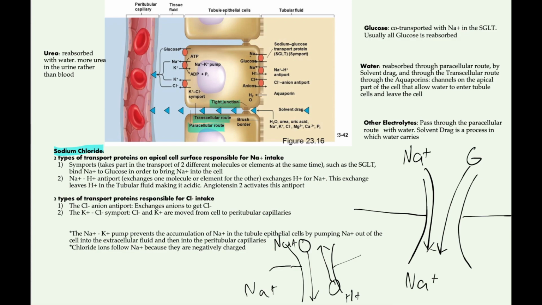So now let's move over to the two types of transport proteins responsible for chlorine intake. The first one includes the chlorine anion antiport.